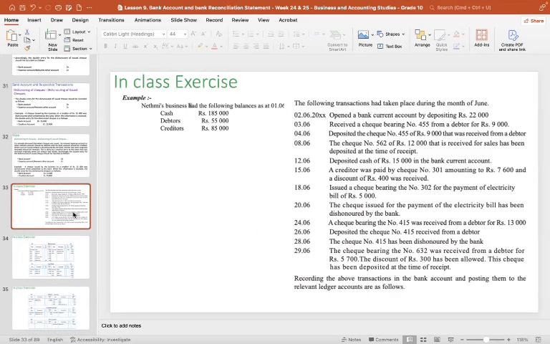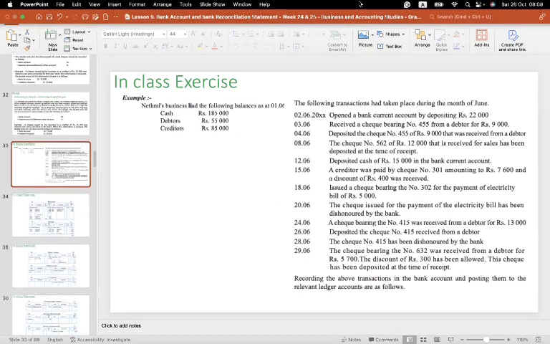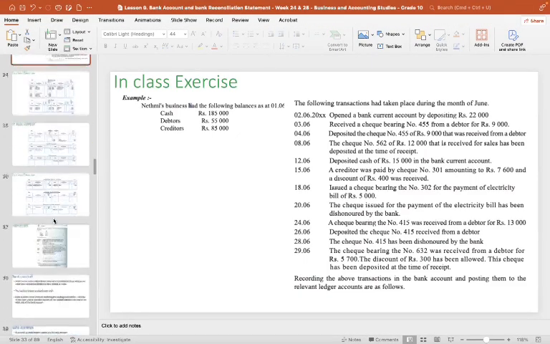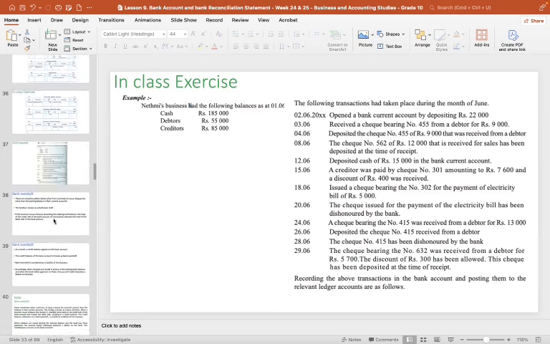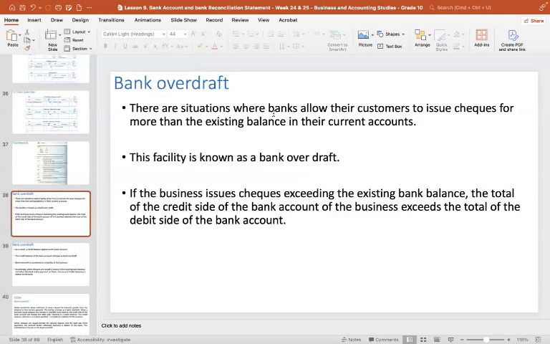Okay, ideally what we are supposed to do is this question, but we do not have time now, no? It's 8:08, no? Because of that, we will straight away move on to this bank overdraft. Okay.